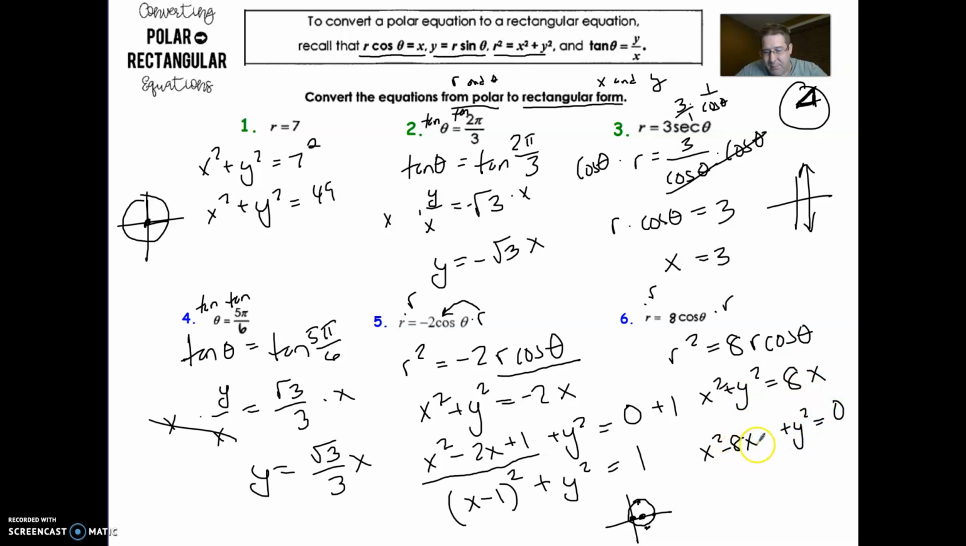Half of this is negative 4. Negative 4 squared is 16. I'm going to add 16 to both sides to complete this square. That means this is a perfect square of x minus 4, plus y squared equals 16. Okay, so there we go. So now I know if I was graphing this, this is right 4 up 0 and a radius of 4. It's going to look very similar to this, only it's going to be a much bigger circle.